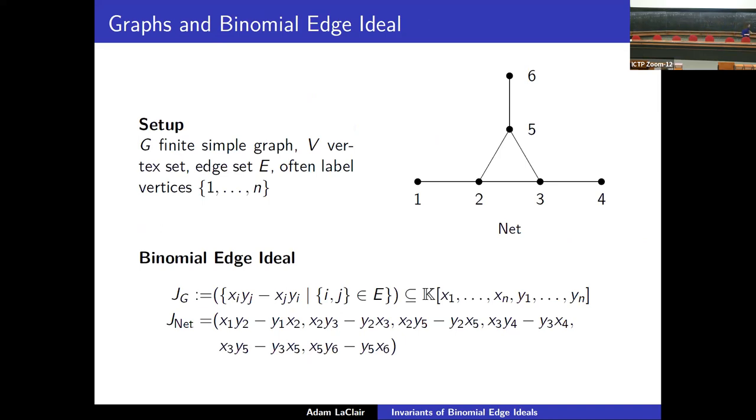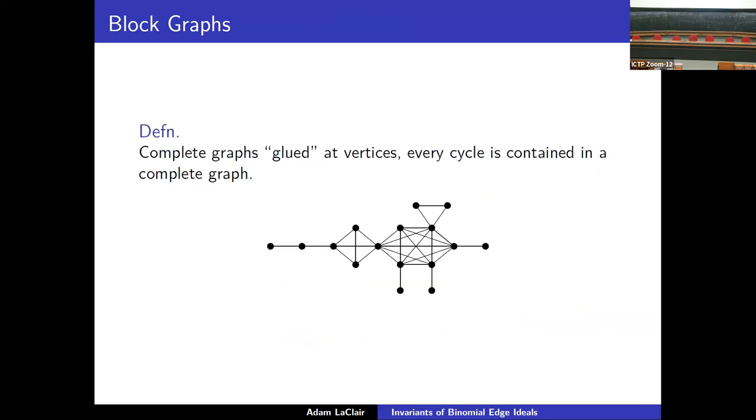So binomial edge ideal, same setup. You just start with a graph, a simple labeled graph on vertices. But this time, each time there's an edge ij, you associate the binomial x_i y_j minus y_j x_i for every edge of the graph. And then you take that ideal, and you want to study how algebra and combinatorics relate.